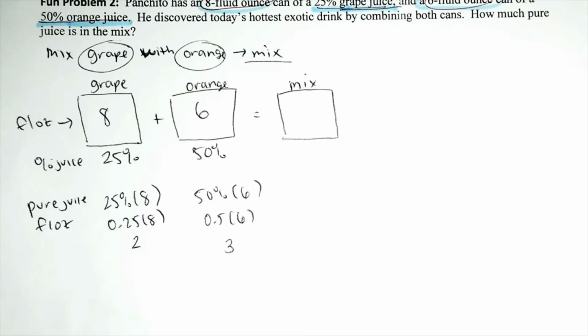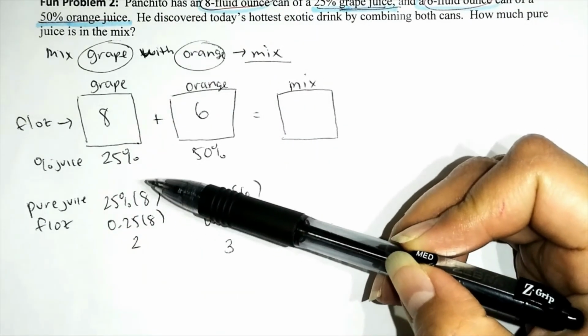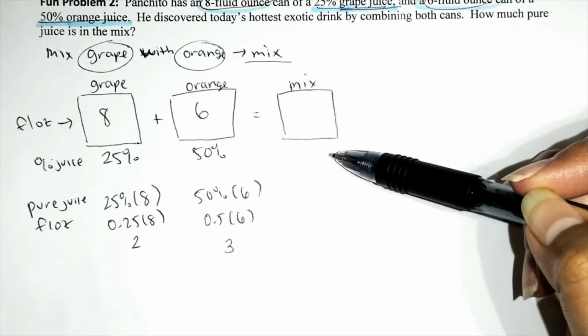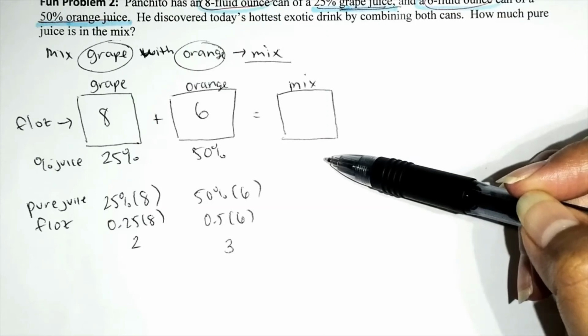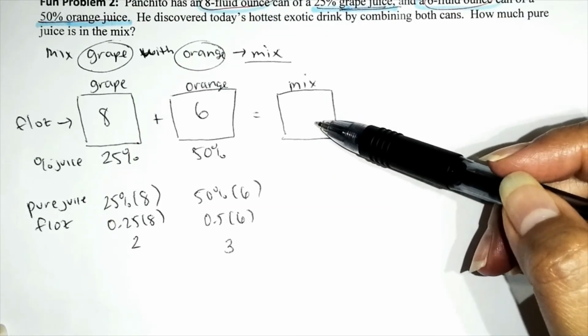Okay, so we want to know how much pure juice do we have in the mix. The reason why we're going this route is this: we know how much pure juice we have. We know the strength of juice in the grape and orange, but we don't know the strength of juice in the mix. If we knew the strength, then we would just ask ourselves, what's this percent of this many ounces? Well, how many ounces do we have in the mix?